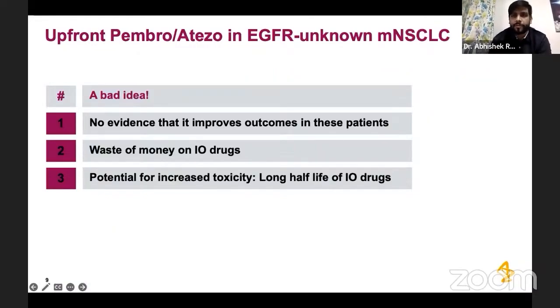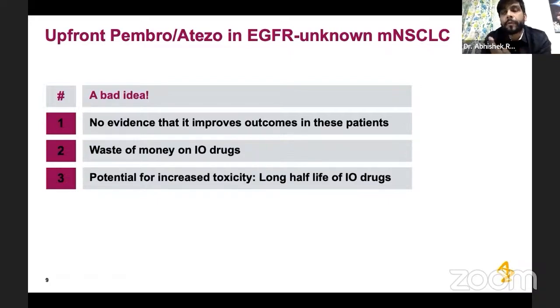So just what I was mentioning, that just looking at a PD-L1 report and jumping to add immunotherapy may not be a very good idea, because there is no evidence that it improves outcomes in these patients. One may argue that the IMpower150 trial did include EGFR mutated patients, but the numbers were very less.